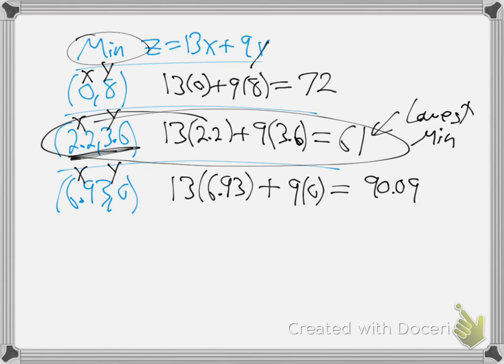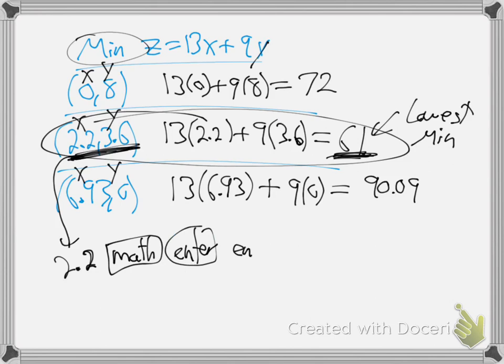So the answer is this corner, this minimum value. They'll ask you for both. They'll say, what's the x, y for the corner, and what's the minimum value? And then we have to change these to fractions. So 2.2, 3.6. How do you change 2.2 and 3.6 into fractions? Well, you just type in 2.2 on your calculator and hit math, enter. Do you know that? Hit the math button, which is on the left side, and hit enter twice. It'll change it to a fraction for you automatically. You'll get the answer 11/5.